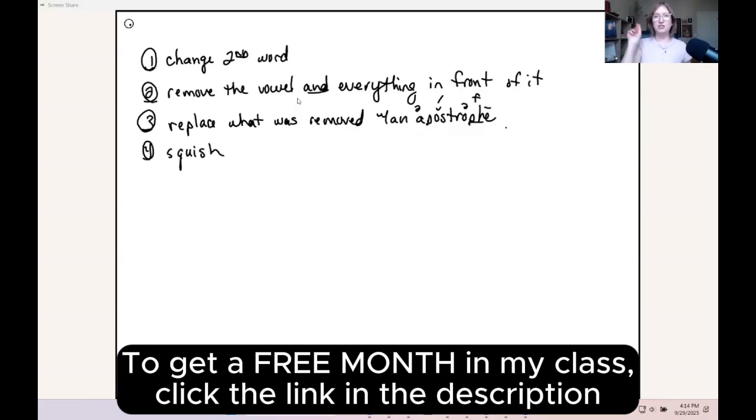So change the second word. Remove the first vowel and everything in front of it. Replace what you removed with an apostrophe and squish the 2 words together. You want some examples? All right. He plus is. So second word, remove the first vowel and everything in front of it. Replace it with an apostrophe. Squish it together. He's.